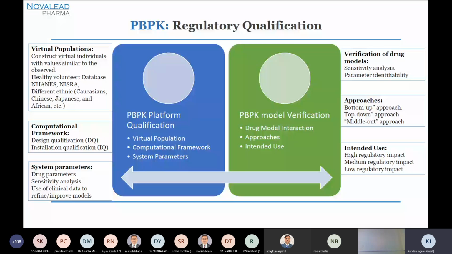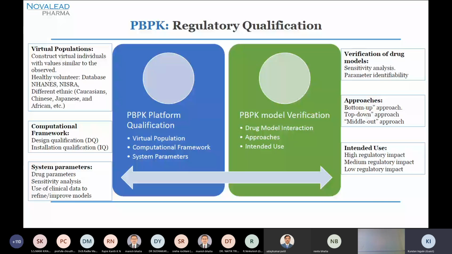Then finally, the most important thing a regulator would be looking at is intended use. What is your intended use and what is its regulatory impact? Let's say when we are deciding the dosing regimen, the regulatory impact is low. When we are trying to estimate the clinical pharmacokinetic parameters, the regulatory impact is medium, and the high impact would be whether the company is trying to apply for a waiver of any BA/BE studies or bioequivalence studies, or a waiver for drug-drug interaction studies. So depending on the impact of the use of the model, it should be properly validated.